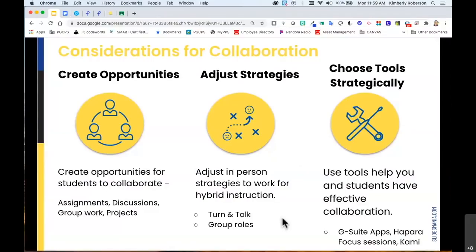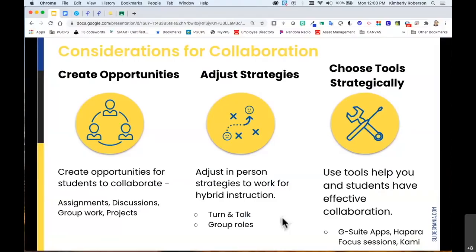And what opportunities will students in person have to collaborate with students that are virtual? How can you adjust in-person strategies to work for hybrid instruction? Turn and talks using breakout rooms or randomized groups? How about assigning group roles, mixing the roles so that each group is a blend of in-person and virtual students?